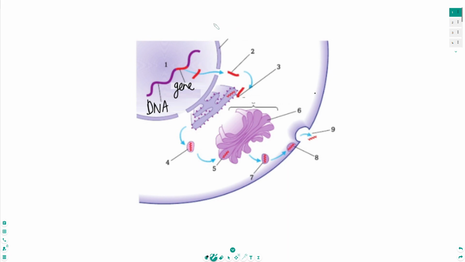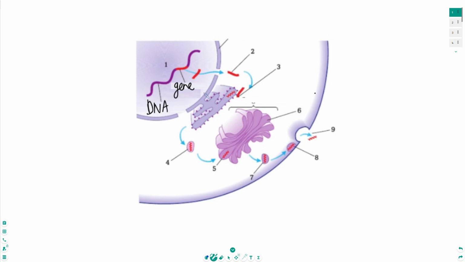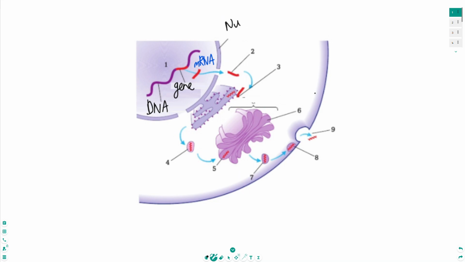And then RNA polymerase will transcribe this gene and turn it into mRNA. So this is our mRNA. The mRNA would then leave the nucleus via the nuclear membrane, through these pores, and then travel to the rough endoplasmic reticulum, where there are ribosomes attached.